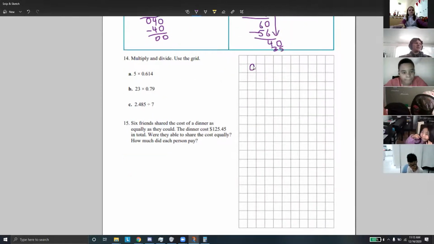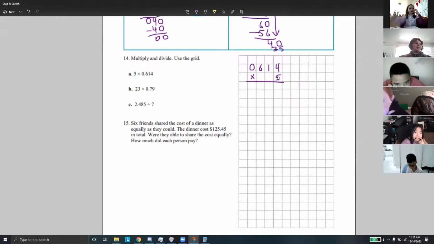Finally, we have some space. So we're going to have 0.614 multiplied by 5. It gives you very little space though. You can just make your own space. Great. And so we have 5 times 4 is 20. 5 times 1 is 5 plus 2 is 7. 5 times 6 is 30. 5 times 0 is 0, plus 3 is 3.